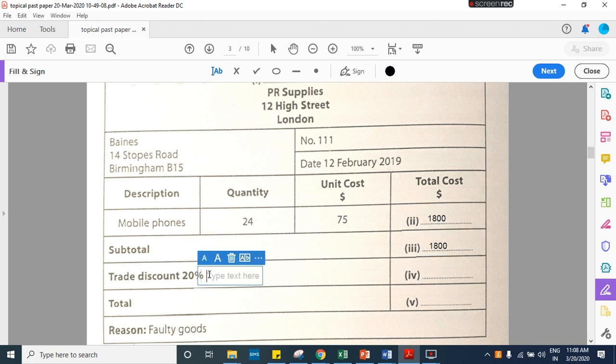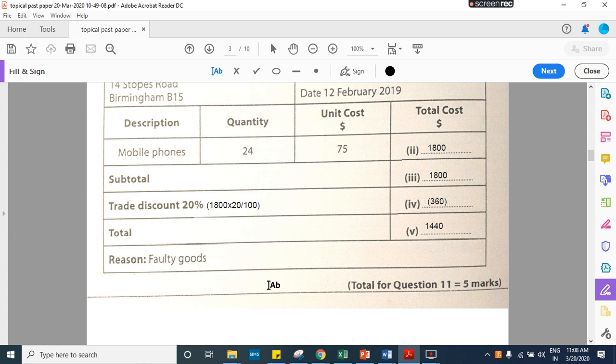And then you calculate the trade discount, 1,800 into 20%, which is 20 divided by 100, and which gives an answer of 360. 1,800 take away 360 gives 1,440. The reason for the credit note: faulty goods. So this is how you complete the format of a credit note.